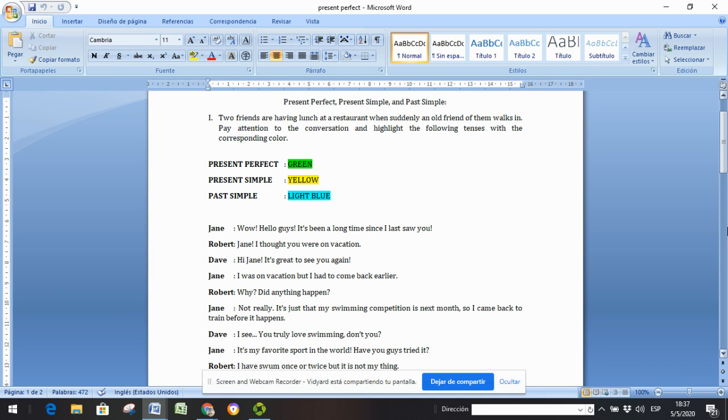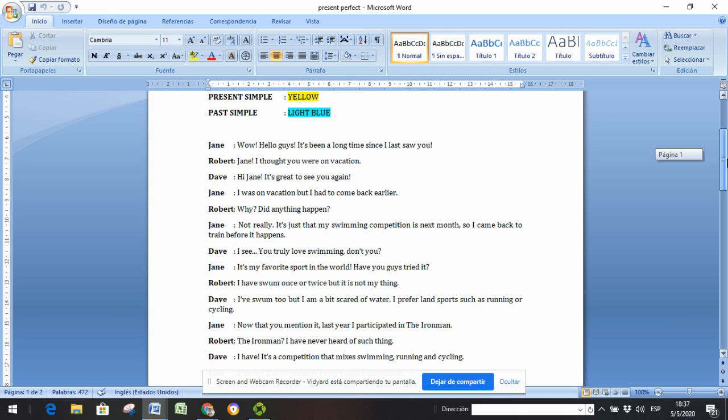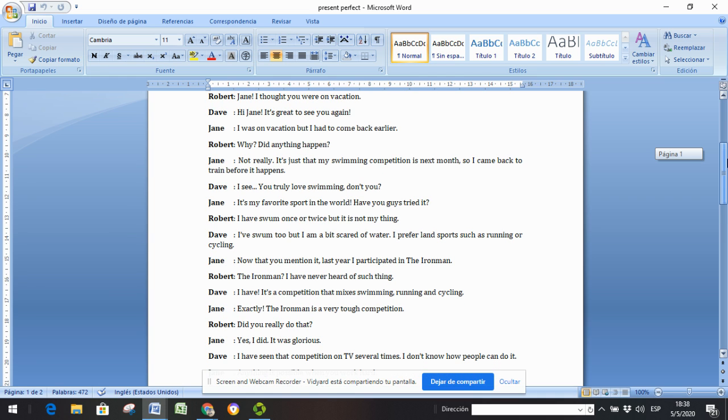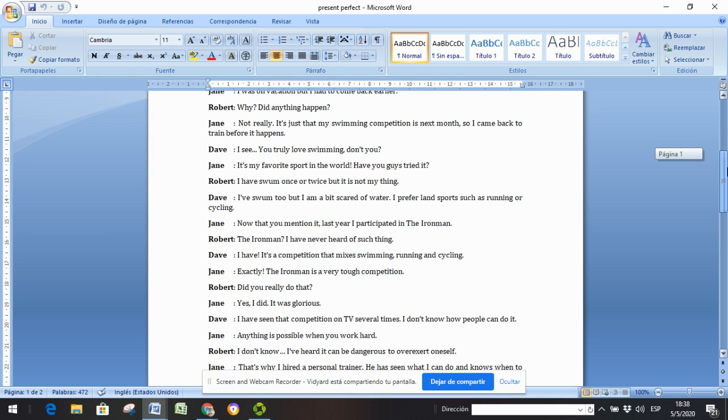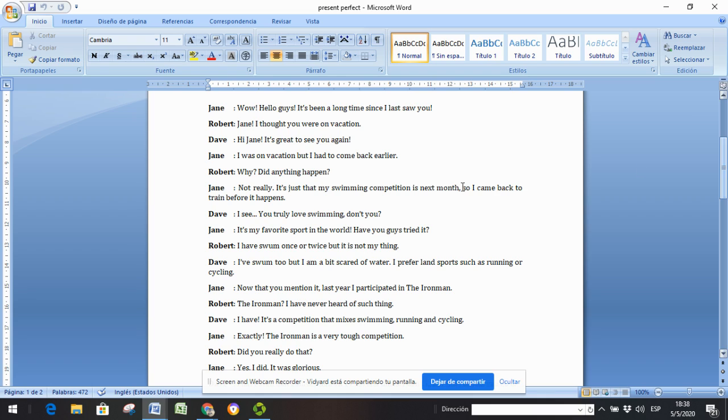Two friends are having lunch at a restaurant when suddenly an old friend of theirs walks in. Pay attention to the conversation and highlight the following tenses with a corresponding color. Now, look at the conversation, and you are going to be identifying which words are in present perfect and which ones are in present simple and simple past. Look at the conversation, and then you're going to be classifying them. Okay? You're not coloring, you're going to be classifying them. I will read the conversation for you and do the interactive activity.